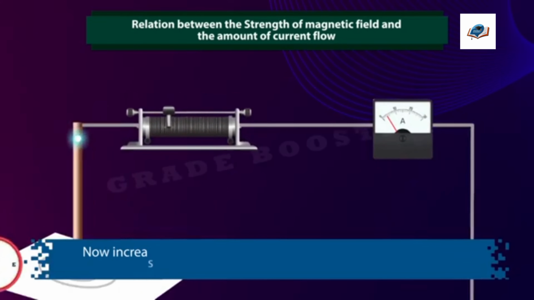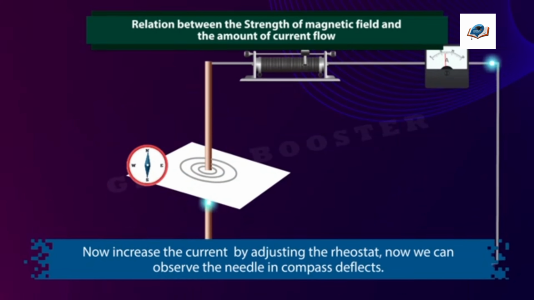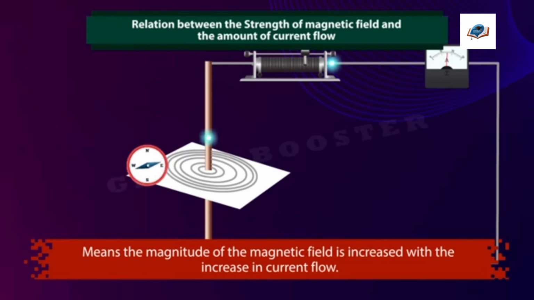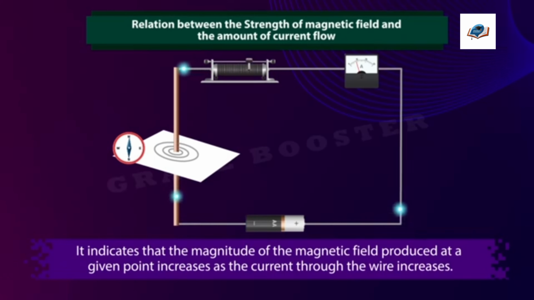Now, increase the current by adjusting the rheostat. Now we can observe the needle in the compass deflects. Means the magnitude of the magnetic field is increased with the increase in current flow. It indicates that the magnitude of the magnetic field produced at a given point increases as the current through the wire increases.